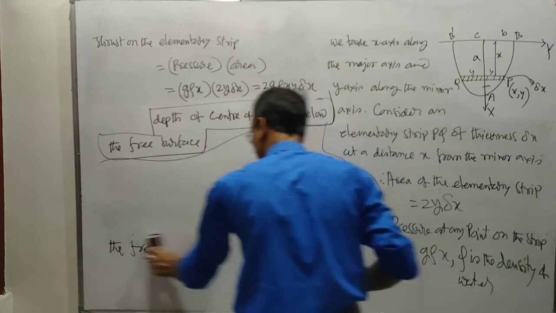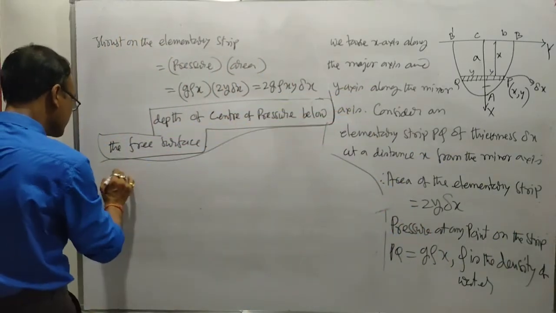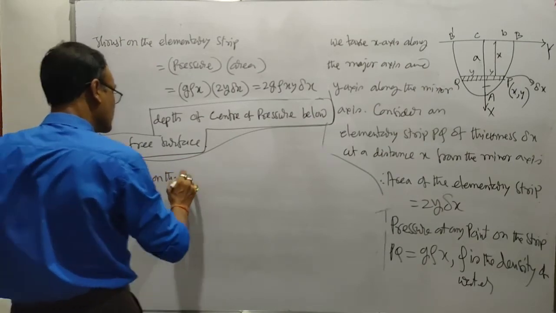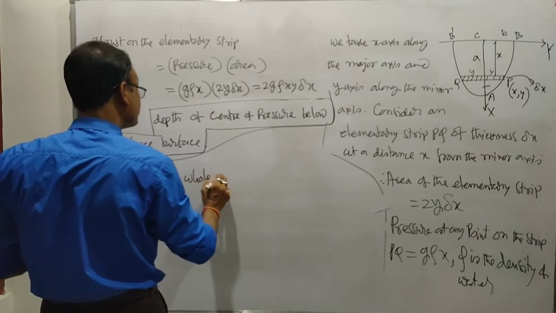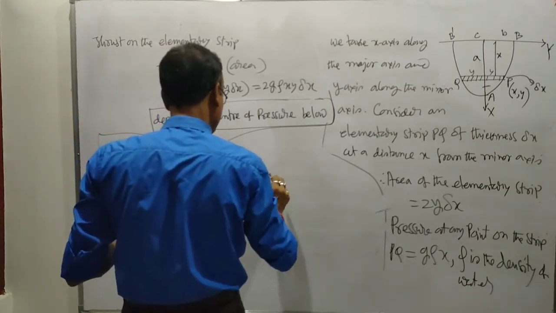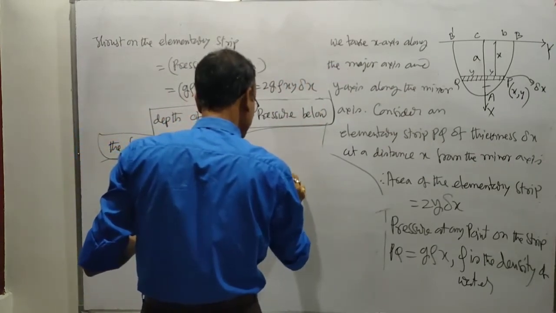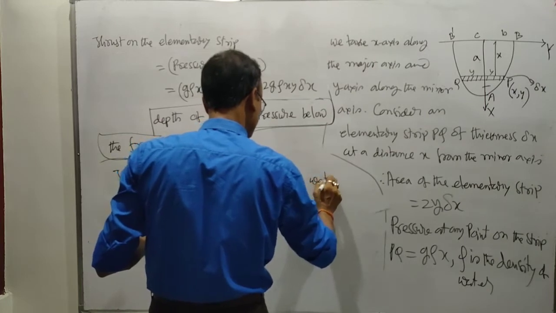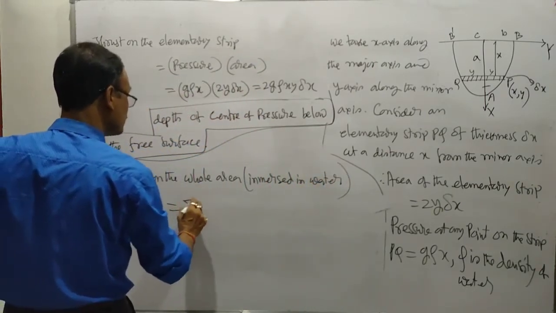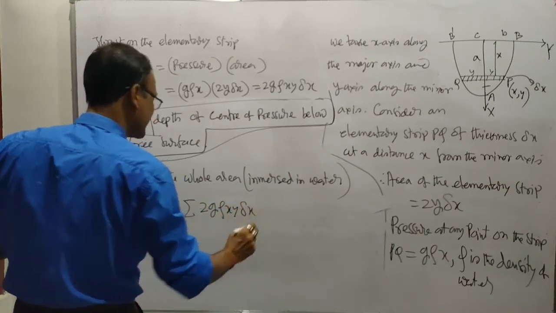Now thrust on the whole area, immersed in the liquid. Thrust on the whole area means immersed in the liquid. Ellipse, half ellipse immersed in water. On the whole area will be equal to summation twice 0xy delta x.